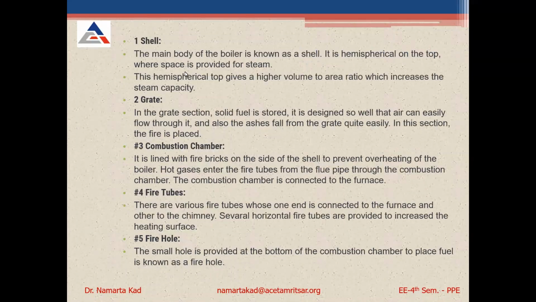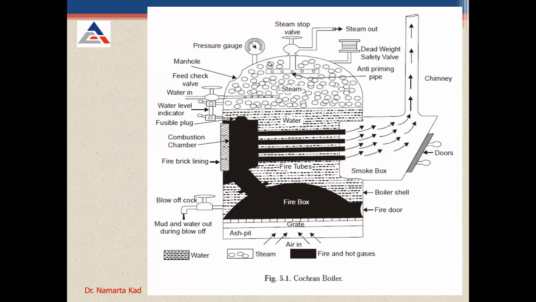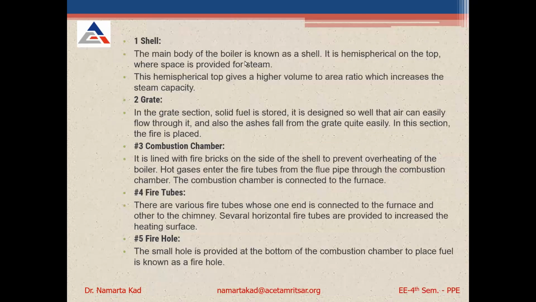Now let's study the different parts in detail. So first of all, the shell. The main body of the boiler is known as the shell. What is the shell? This is the main body, the complete body of the boiler. It is cylindrical, slightly round at the top and straight at the sides. So this is called the shell. It is hemispherical on the top where space is provided for steam. This hemispherical top gives a higher volume to area ratio, which increases the steam capacity.